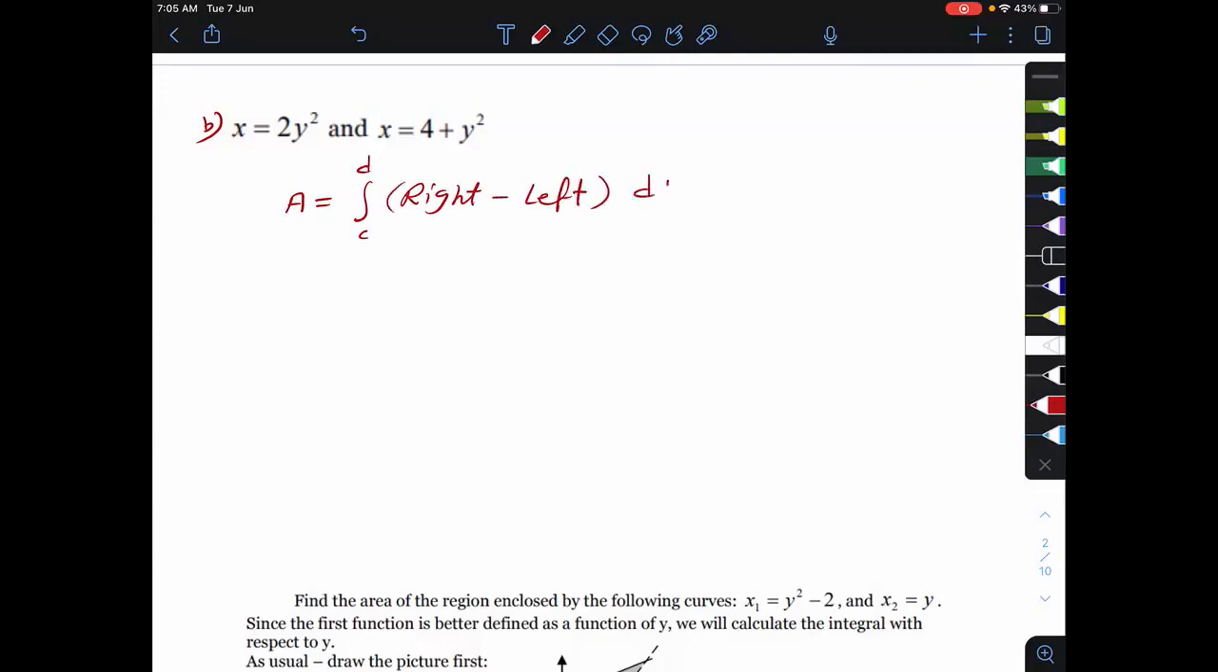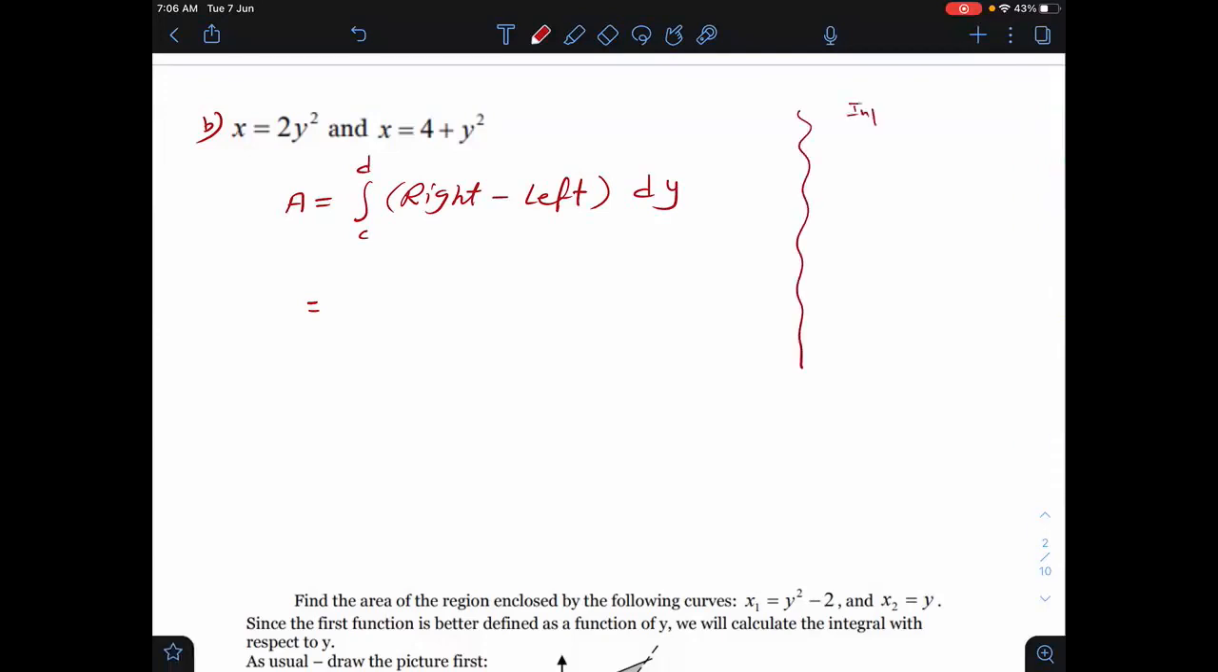Okay, but here with respect to y, dy. So our integration is with respect to y. Now our goal is to know which function is to the right and which function is to the left. Right. Before we start here, guys, we have to find the intersection points.